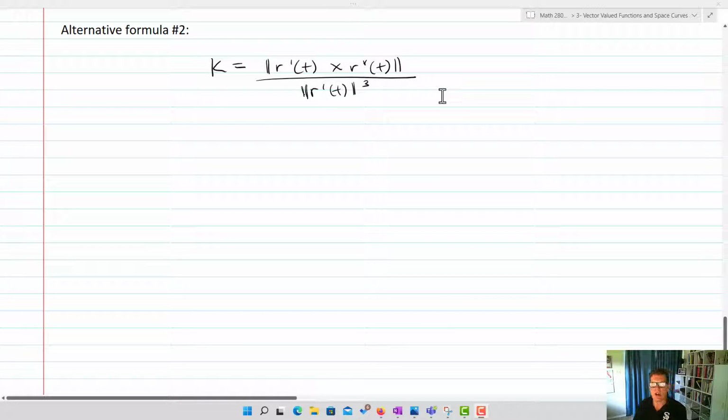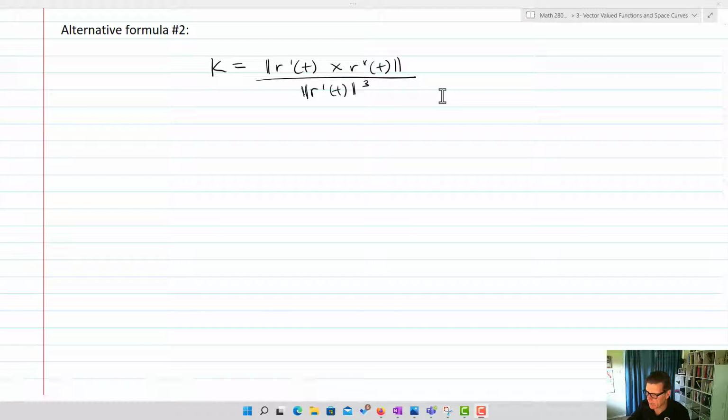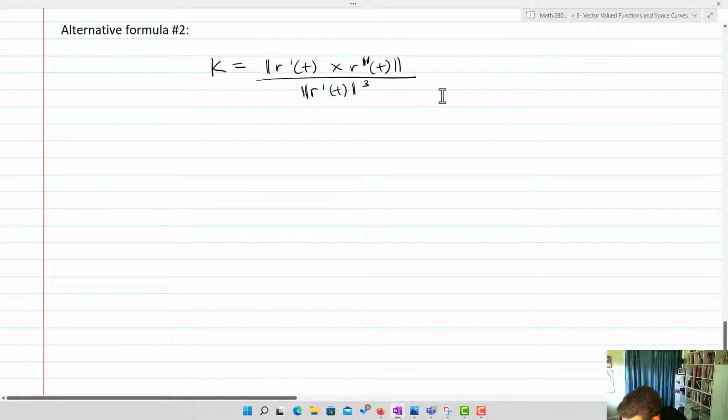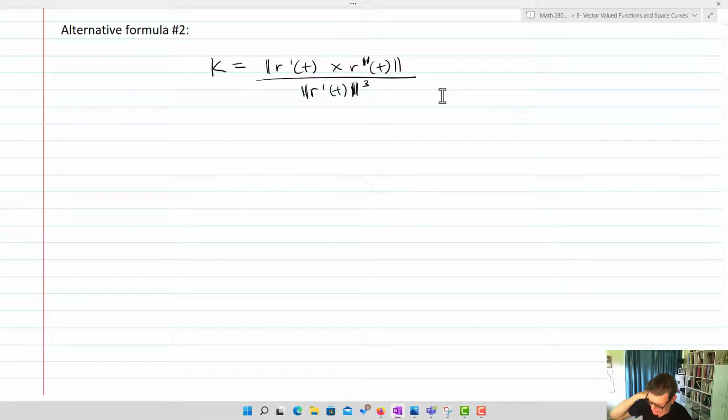So we have a second, alternative formula for the curvature. It's going to be k equals the magnitude of r prime of t crossed with r double prime of t, divided by the magnitude of r prime of t cubed. Sometimes this might actually come in pretty handy too, especially if taking the derivative of r of t is really easy, and we can find their magnitudes pretty easily.